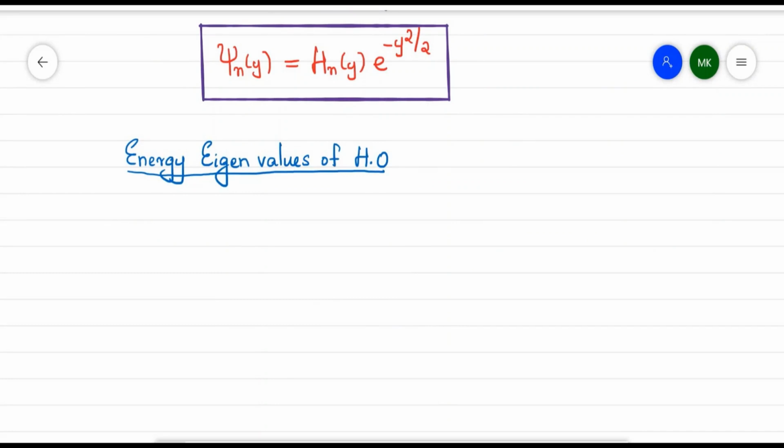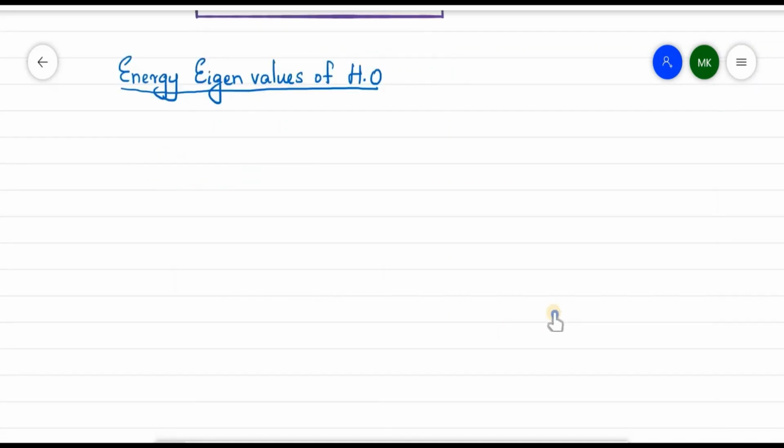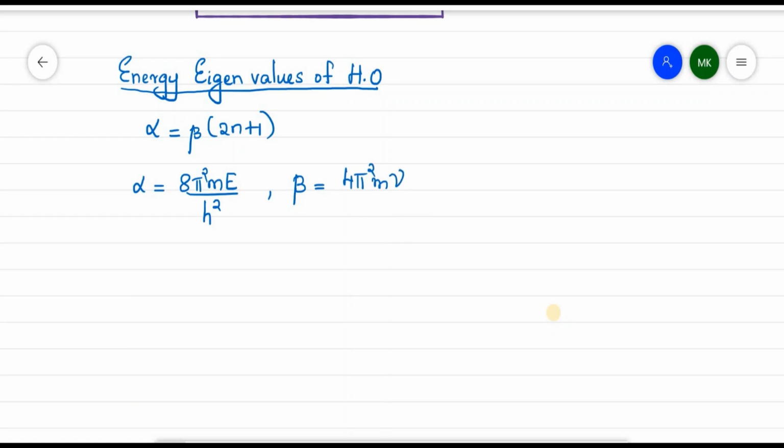Now we have to find out the energy eigen values of harmonic oscillator. So from the recursion formula we got alpha equals beta into 2n plus 1. And we had substituted for alpha and beta in the introduction steps. That is, alpha equals 8 pi square m e by h square, and beta equals 4 pi square m nu by h.